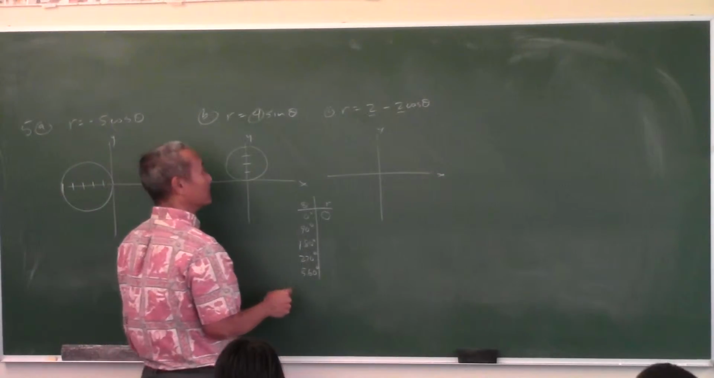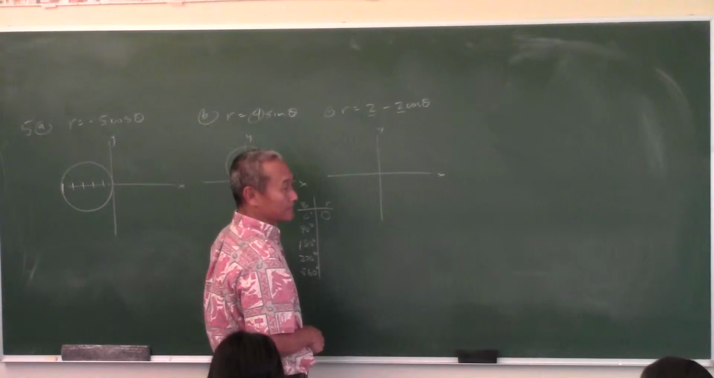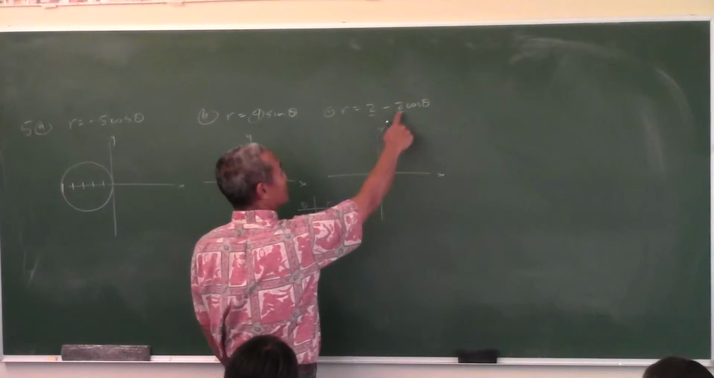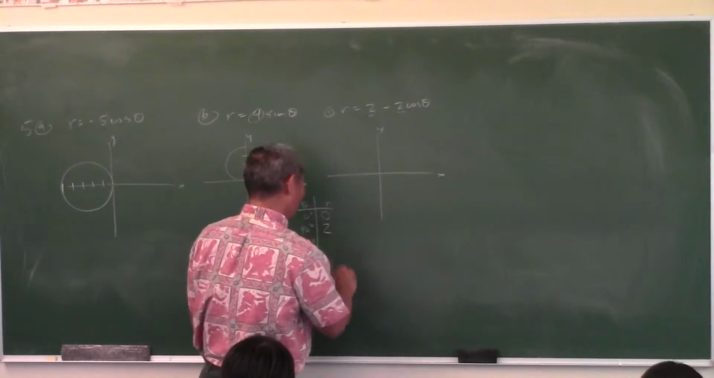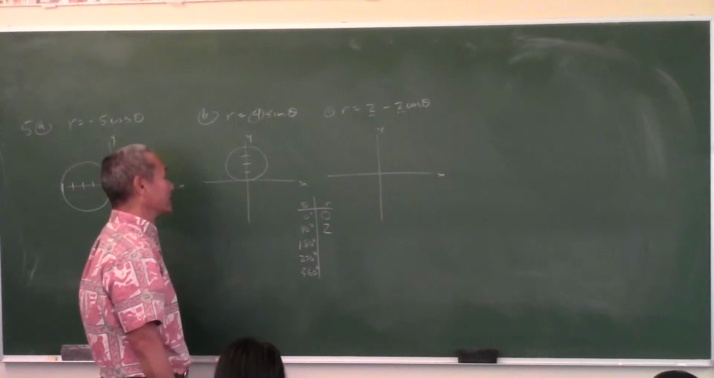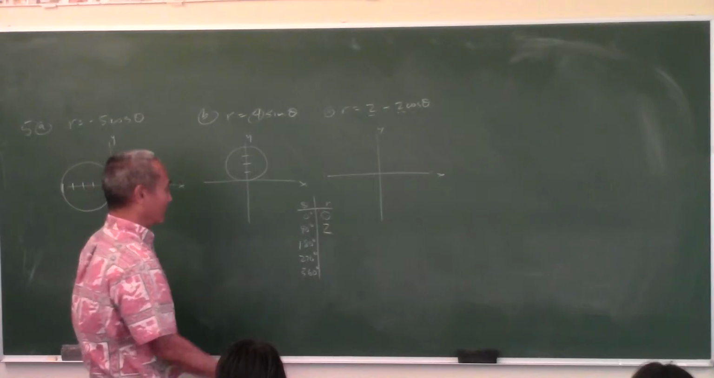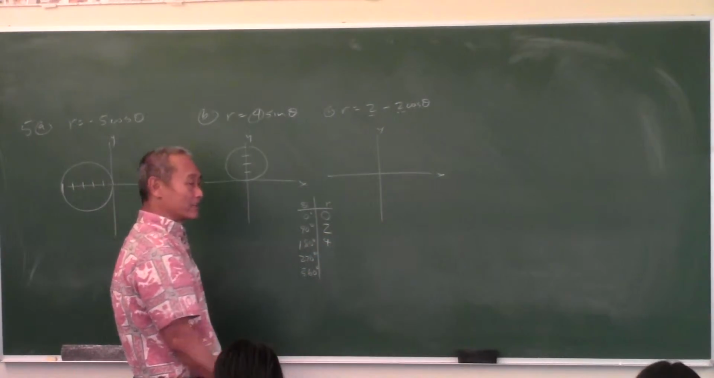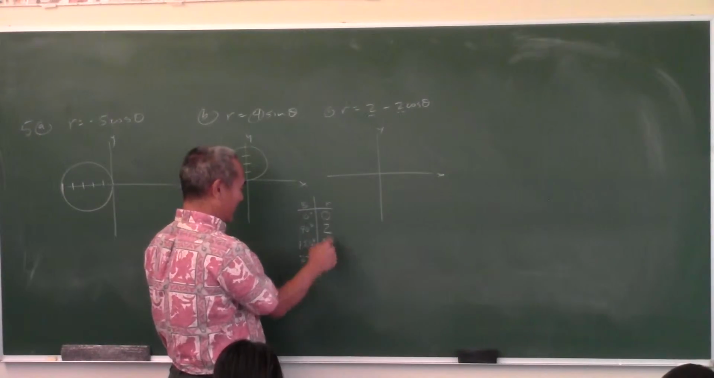What is cosine of 90 degrees? 0. So what's 2 times 0? Oh, sorry. 2. Okay, 2. 180 degrees, Arita. 4. 270, Garcia. 2. And then 360, of course, is the same as 0.